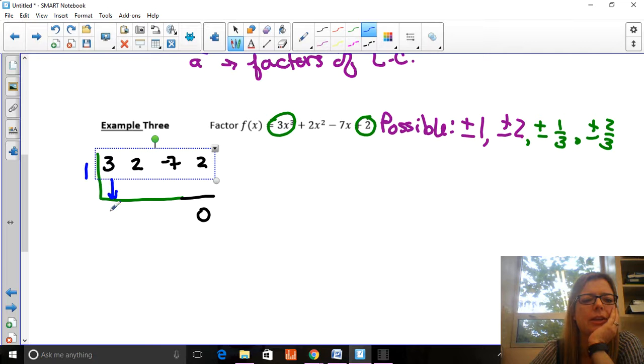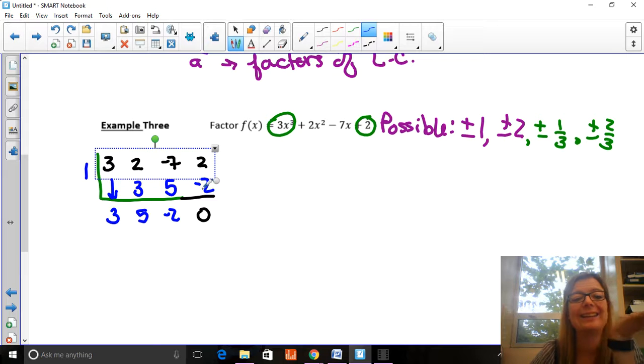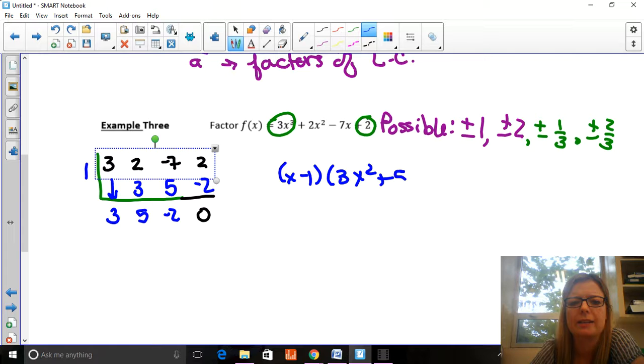So I'm bringing down my 3. 3 times 1 is 3. You add these together, you get 5. 5 times 1 is 5. Add these together, you get minus 2. Yay! I got lucky. So that means that x minus 1, right? You have to do minus 1. And 3x squared plus 5x minus 2 is a factorization of this.